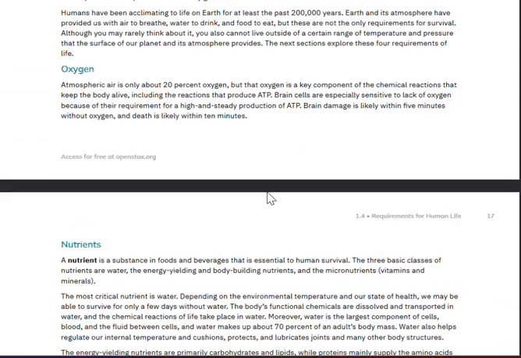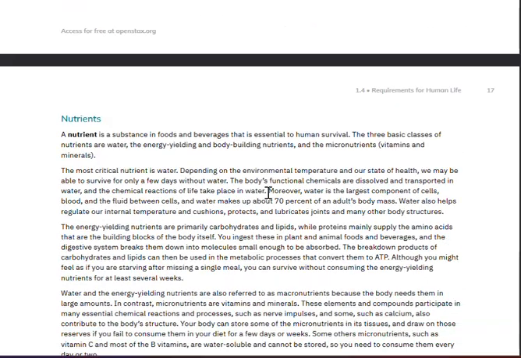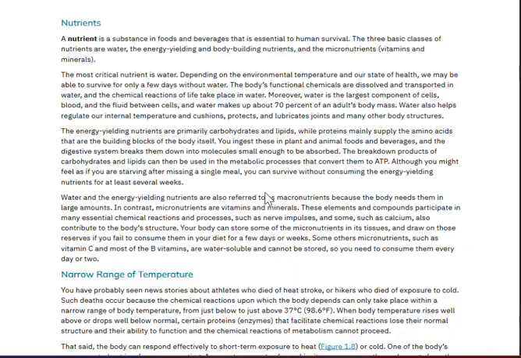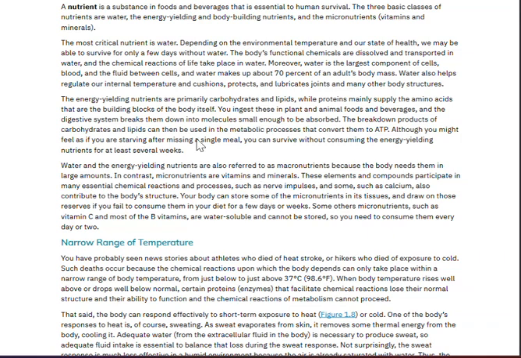Why do you need oxygen? You need to breathe. Well, it's more complicated than that. A nutrient is a substance in food and beverages that is essential to human survival. Three basic classes of nutrients are water, the energy-yielding and bodybuilding nutrients, and the micronutrients, vitamins and minerals. You can't live long without water, just a few days.